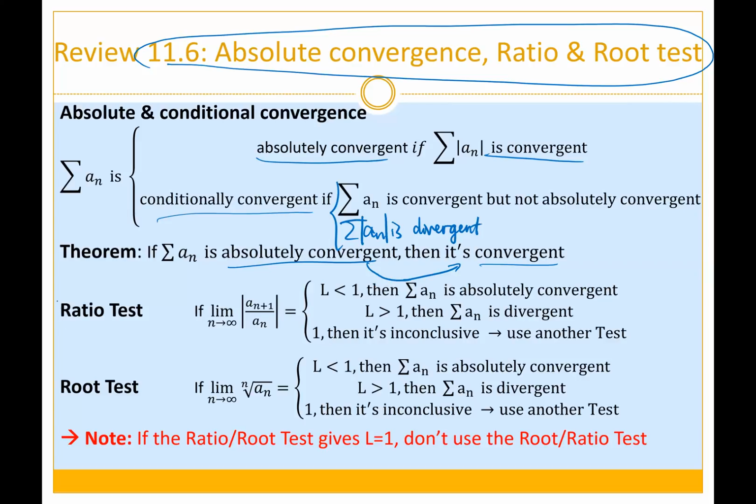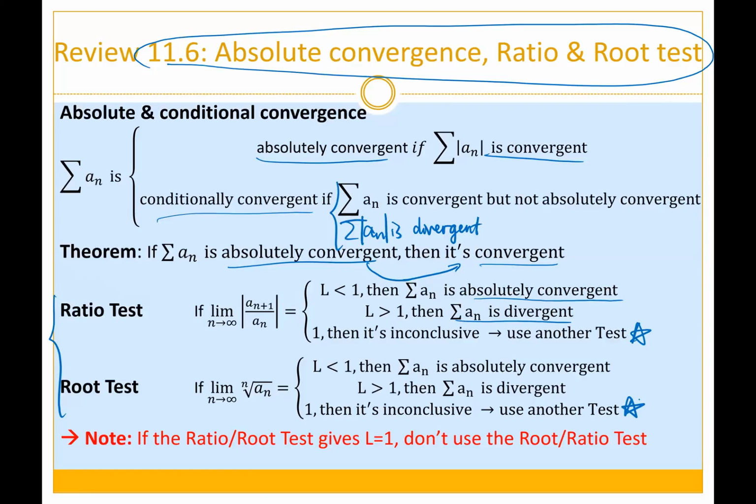Then we have the ratio and root test. The limit that you take is different, but the way you conclude is the same. For the ratio test, you take the limit as n approaches infinity of the absolute value of the (n plus 1) term over the n term in the sequence. In the root test, you take the limit as n approaches infinity of the nth root of the absolute value of the n term. If that limit is less than 1, the series is absolutely convergent. If it's bigger than 1, the series is divergent. And if it equals 1, this is the important part, it's inconclusive.